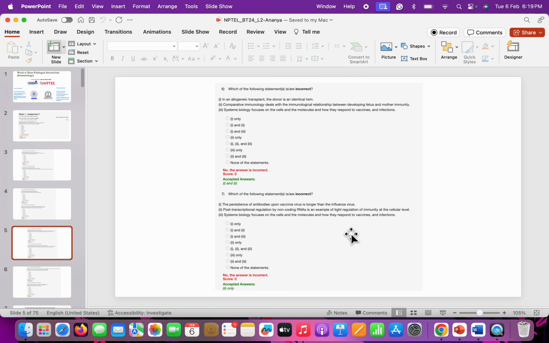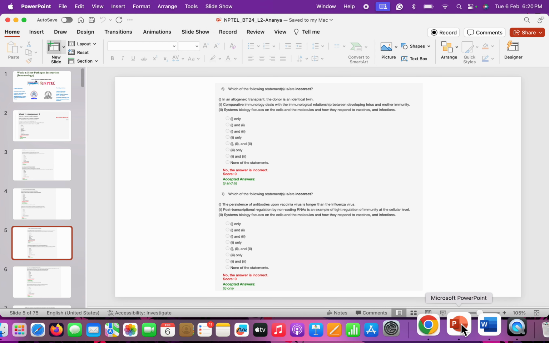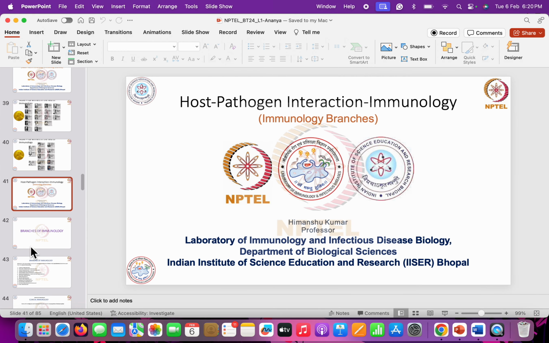Which of the following statements are incorrect? In an allogenic transplant, the donor is an identical twin. So we also discussed allogenic transplant, yes, we also discussed allogeny.